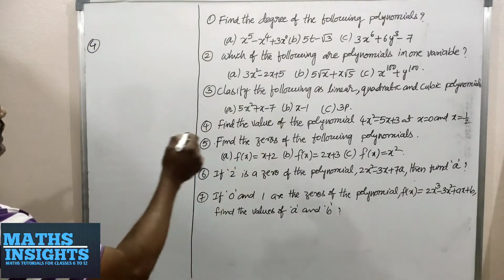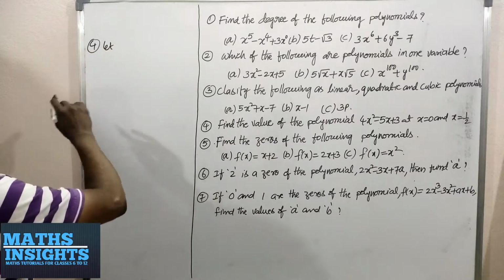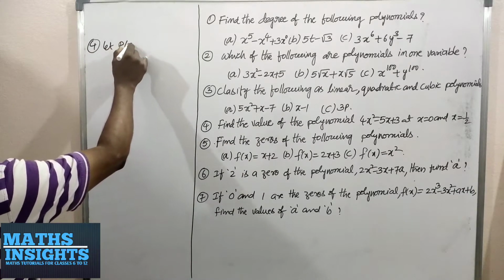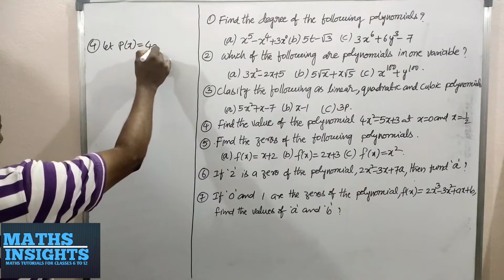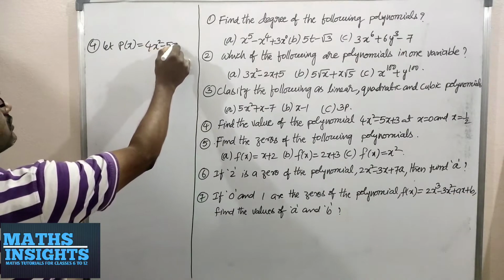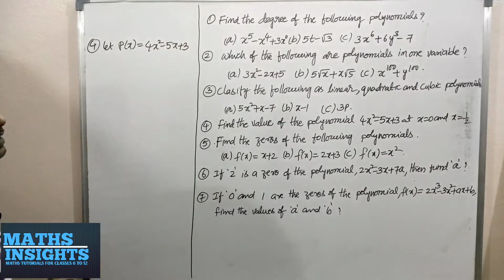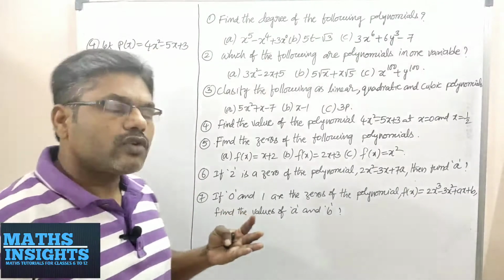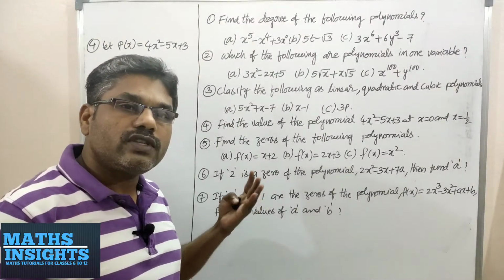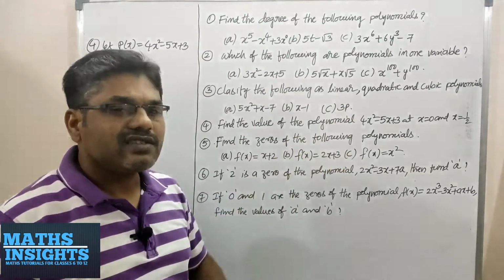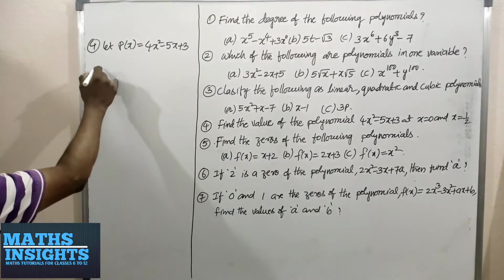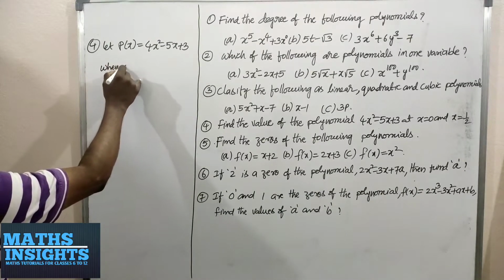Fourth problem. We are giving a name to the polynomial. Let p of x is equal to 4x square minus 5x plus 3. This is the given polynomial. Now we are going to find the value of this polynomial when x is equal to 0. So we may write, when x is equal to 0.